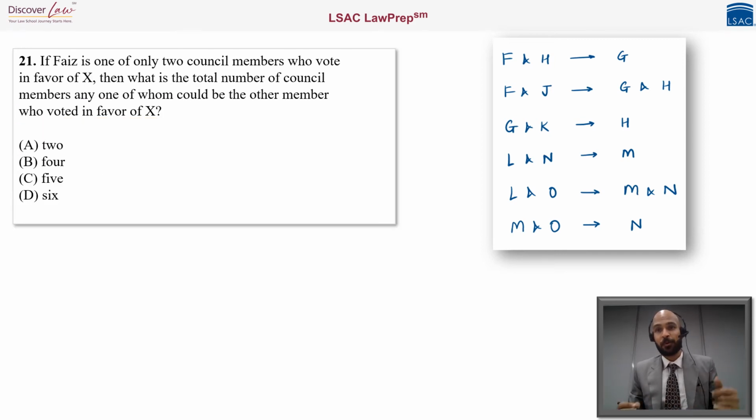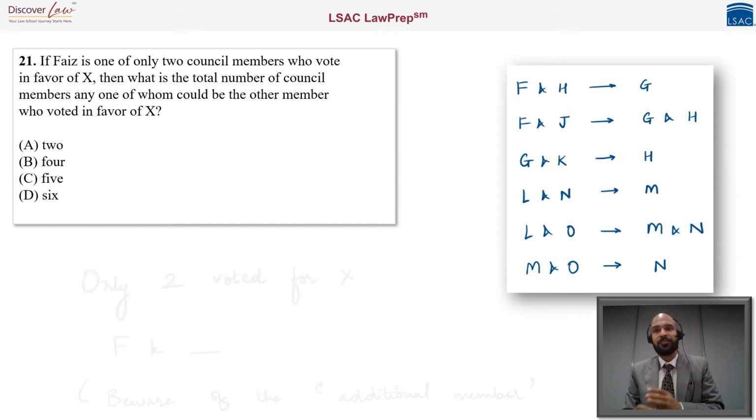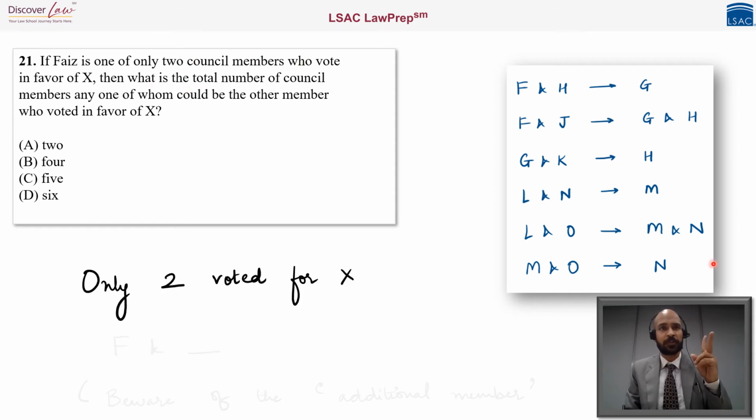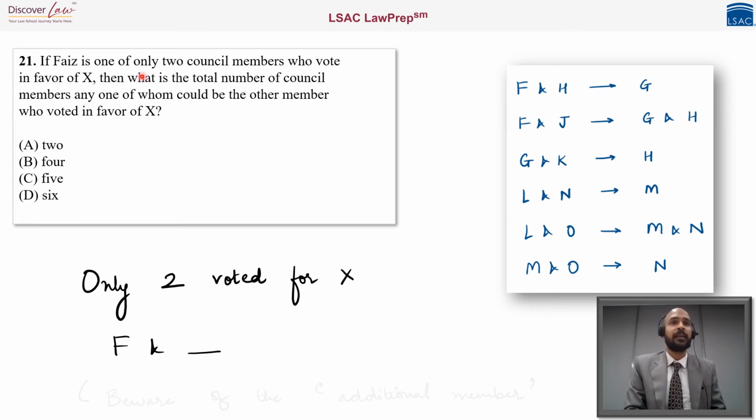Interesting question. Pause the video, try solving it by yourself, then we'll go for it together. Understanding this question is perhaps the most difficult part in this, right? It says if F is one of only two council members who vote in favor of X, which means there are only two people voting in favor of X. One of them, of course, is F, the second one is someone else, okay? Then what is the total number of council members, any one of whom could be the other member? It's saying what is the total number of council members who could be this other person, okay?